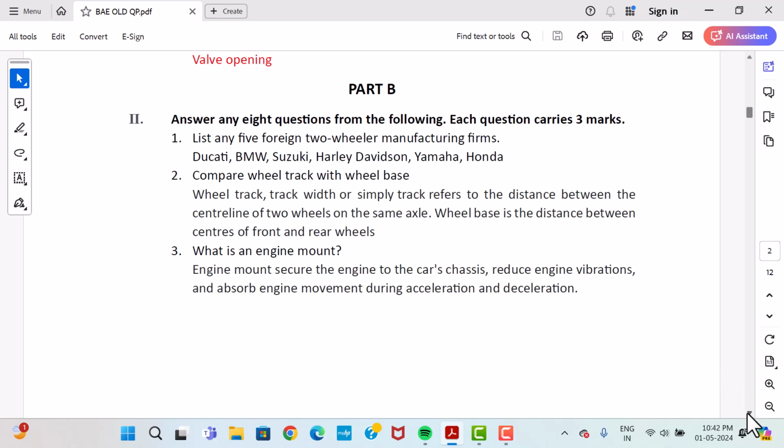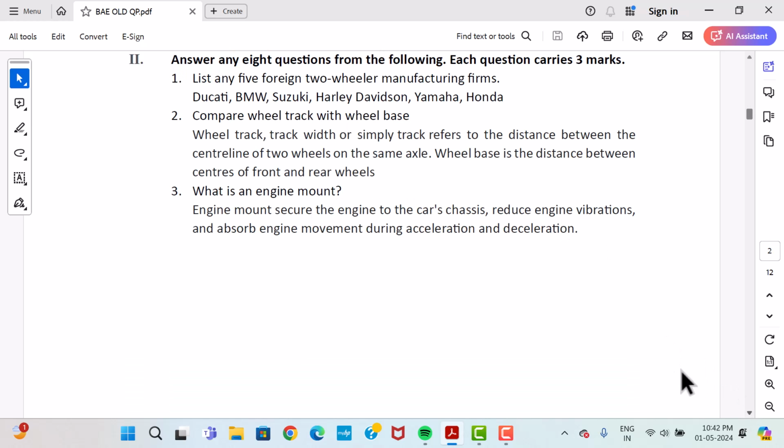Third question, what is an engine mount? Engine mounts secure the engine to the chassis and reduce engine vibration. Whenever the engine is working, vibration will occur. For a diesel engine or petrol engine, the vibrations occur because of some unbalanced forces. In a diesel engine, the compression ratio is high, due to that the vibration will be high. Even in a petrol engine, there will be vibration.